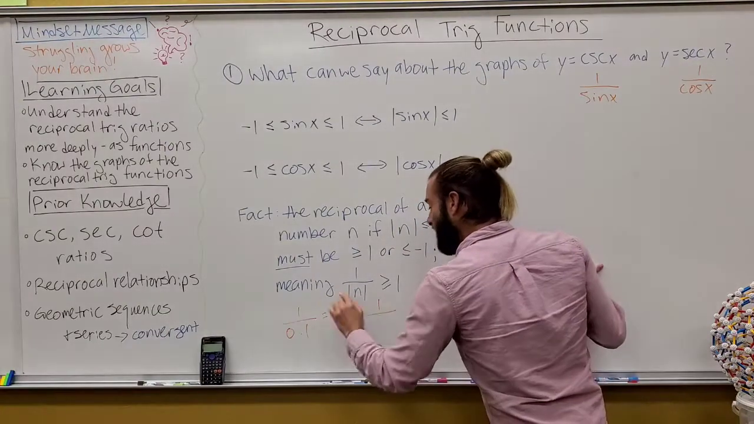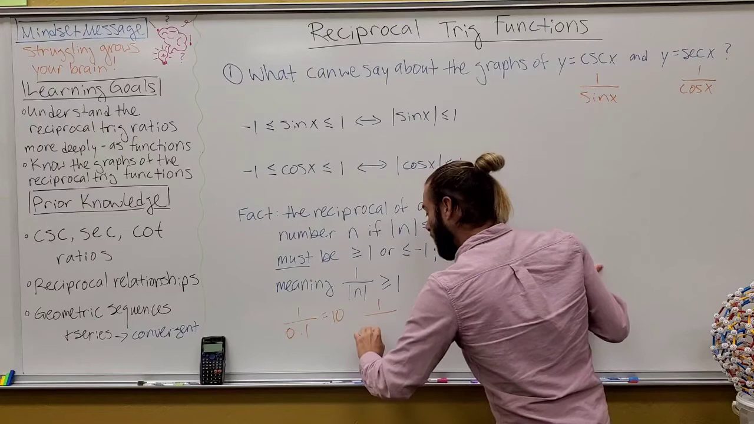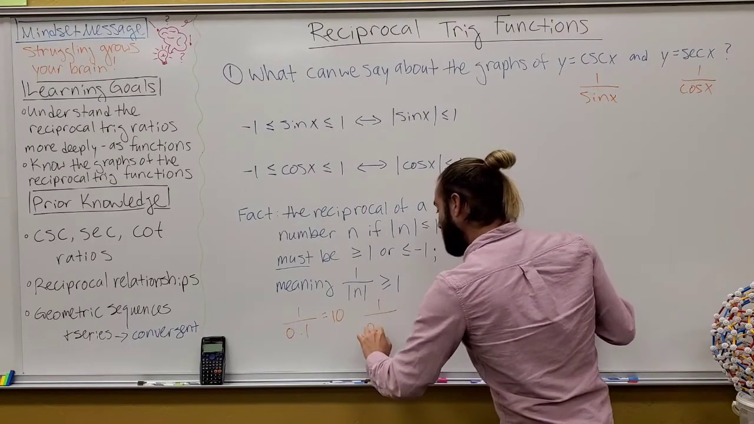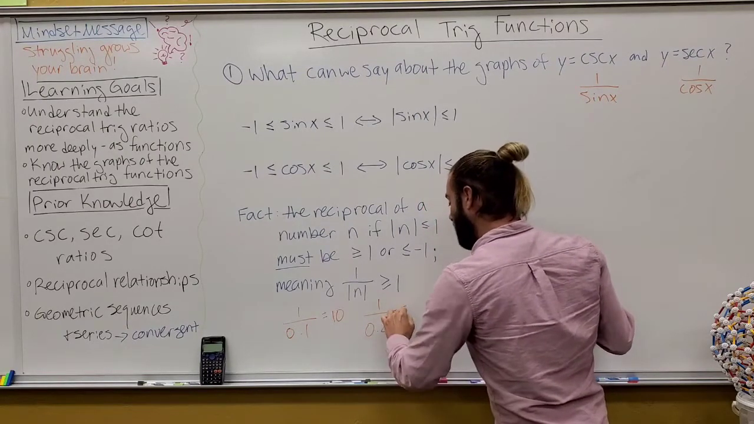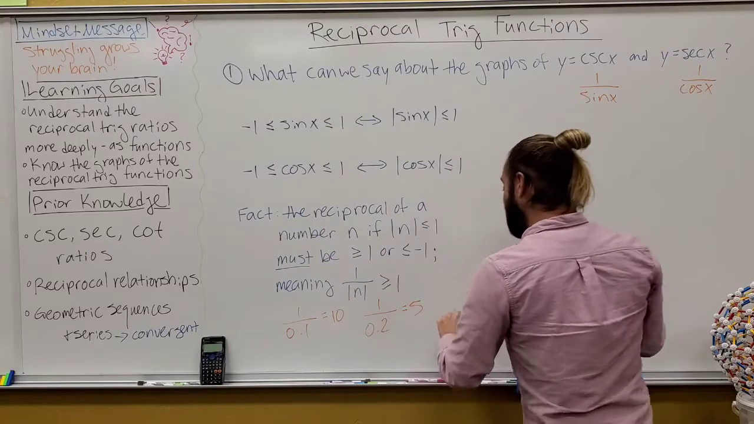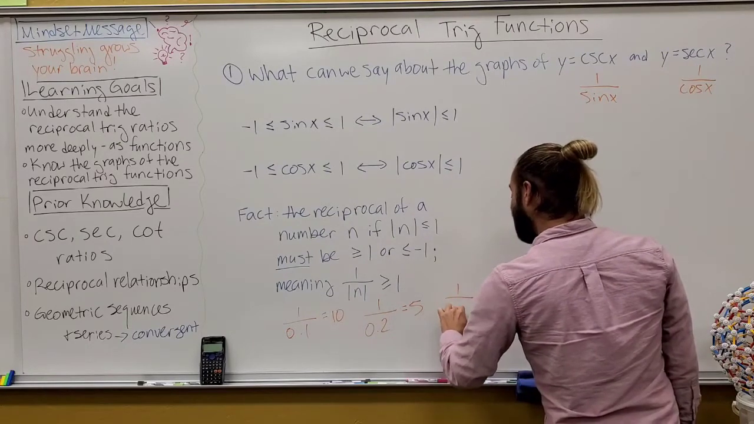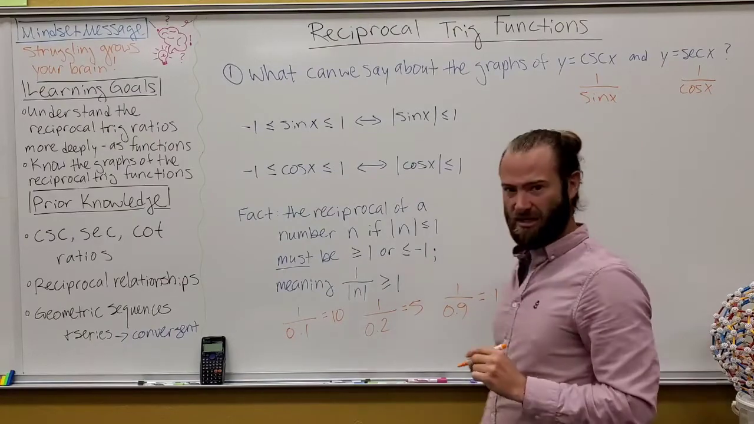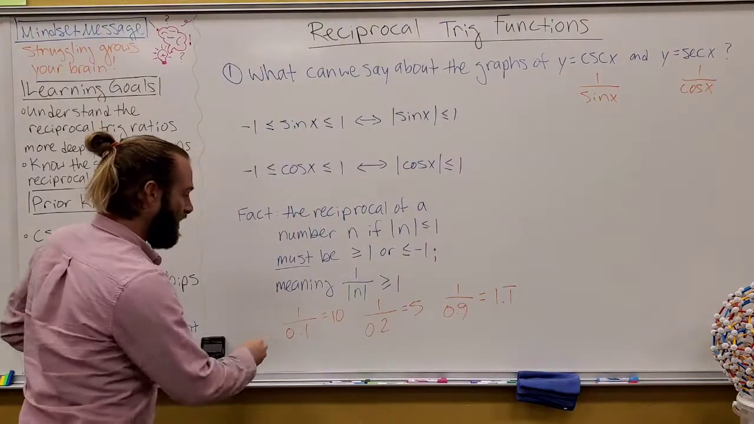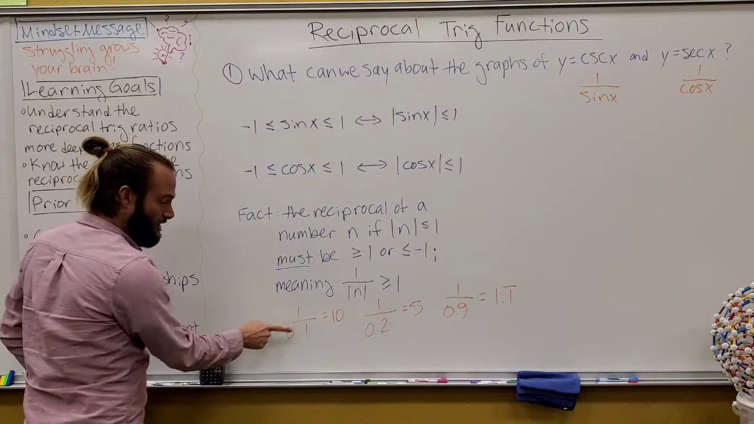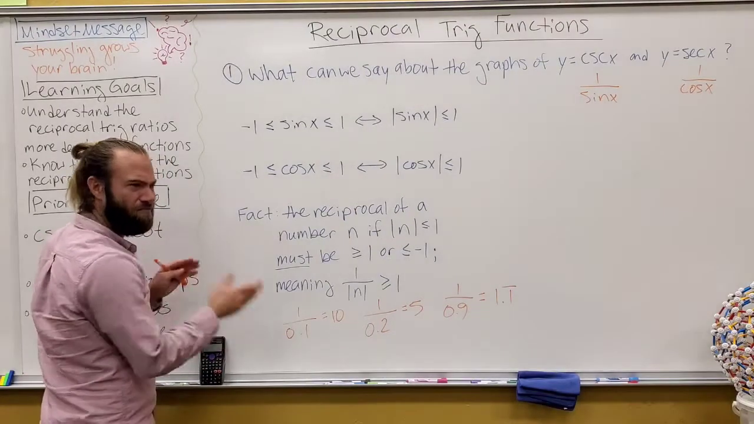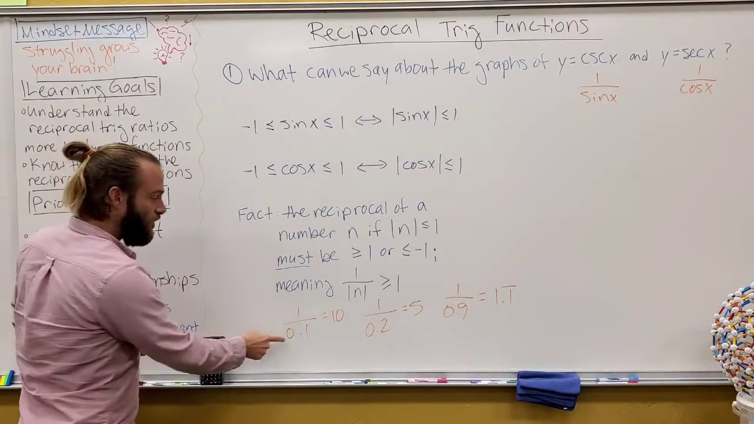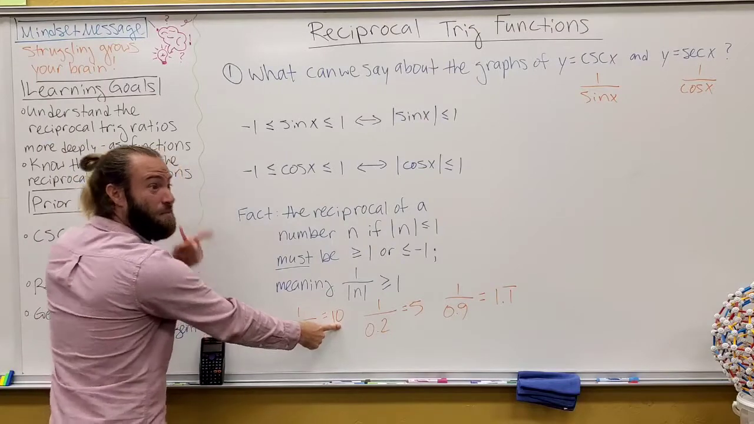I could take other things too. How about 1 divided by 0.2, I guess I could say. Well, that's equal to 5. Even if I did 1 divided by 0.9, that's equal to 1.1 repeating. No matter what, watch what happens. If I take 1 divided by something less than 1, or between 0 and 1, it's always going to give me something out that is bigger than 1.